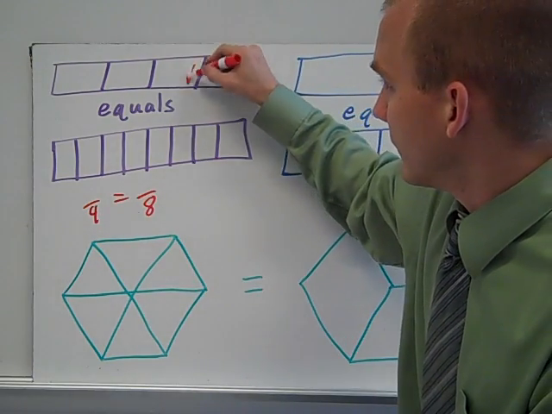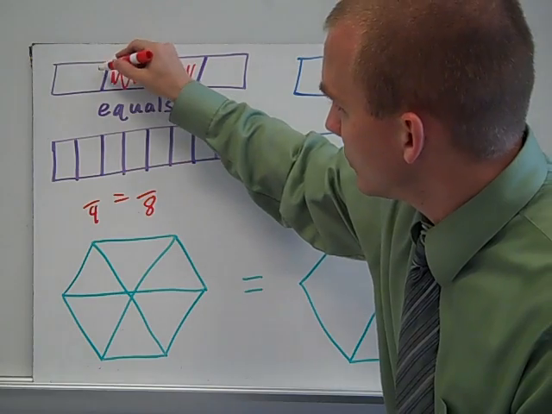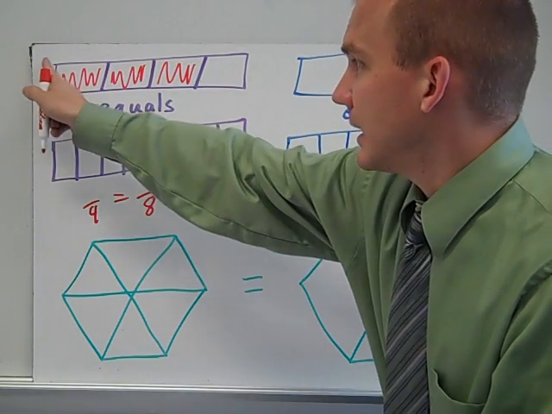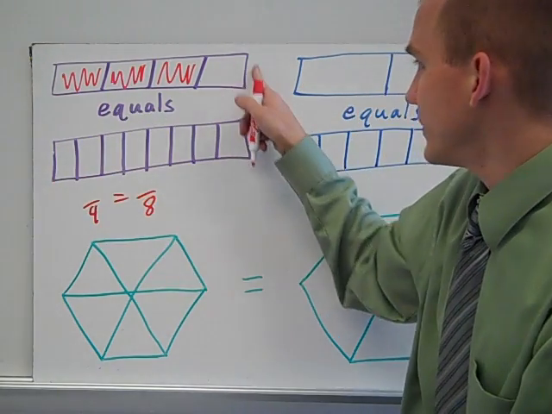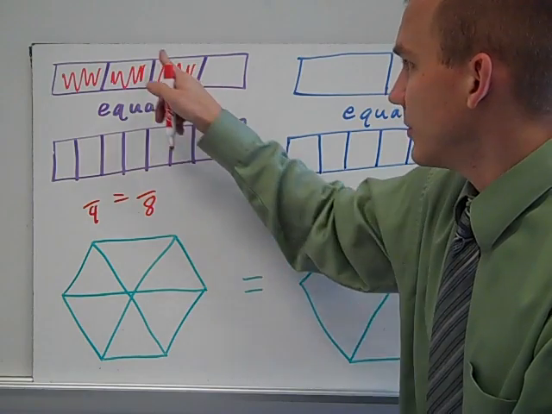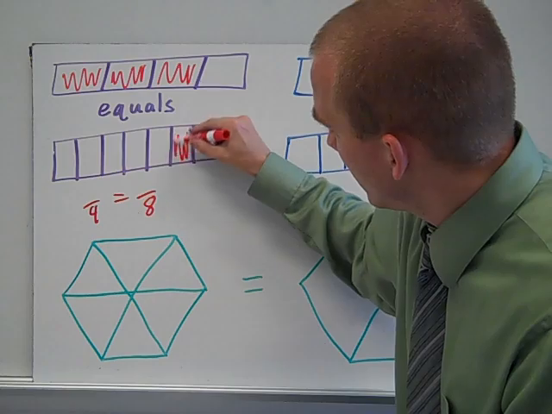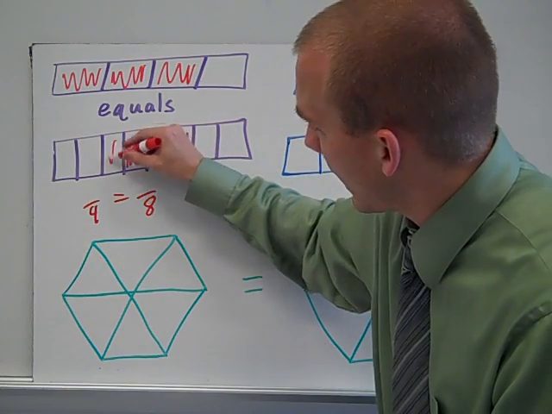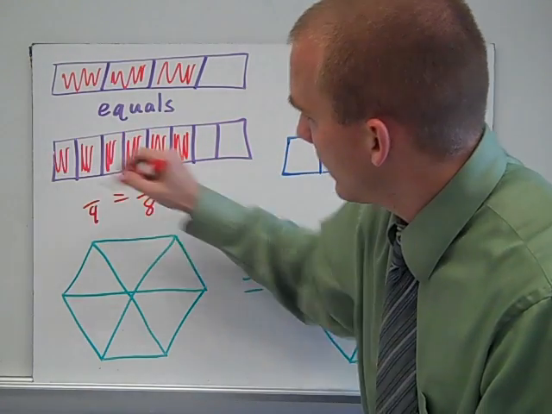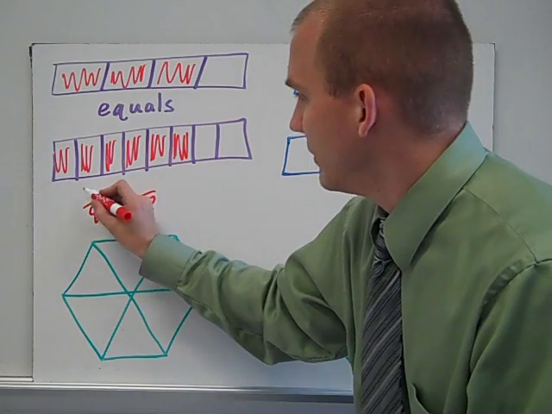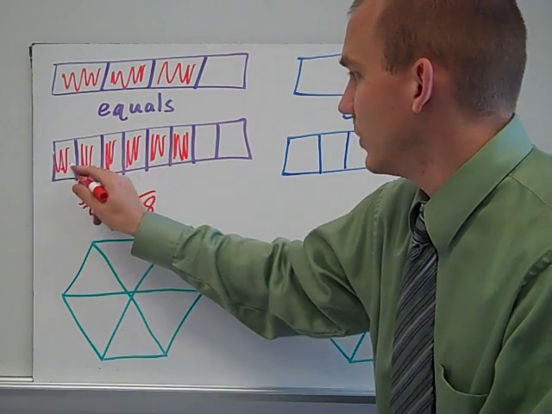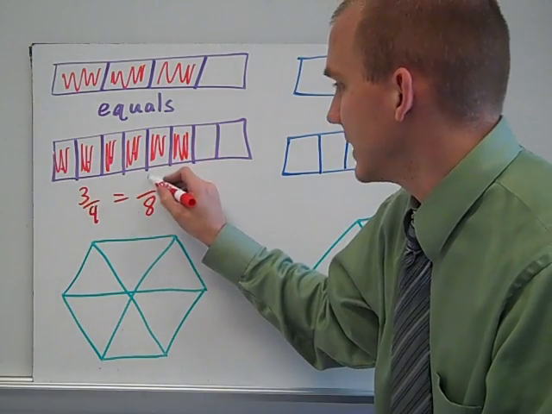Let's shade in 3 of these. 1, 2, 3. And since I lined up these rectangles, beginning and end, their marks should be pretty much in sync. So 1, 2, 3, trace this down, and shade all the way back. And you can see that 3/4 would be the same as 1, 2, 3, 4, 5, 6 eighths.